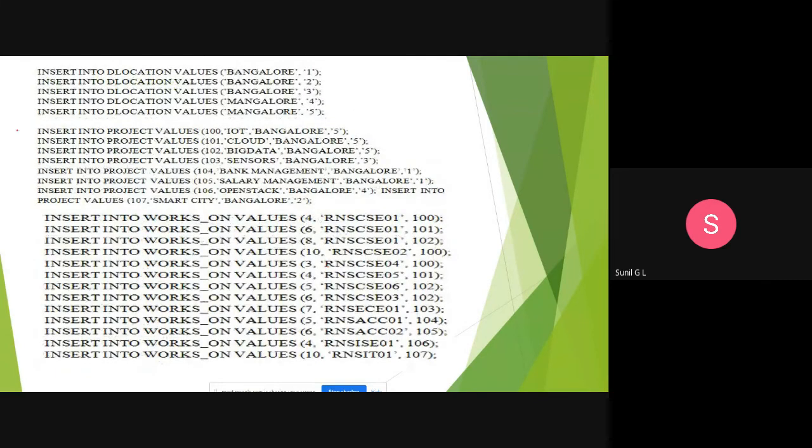That is, update the entries of the employee table to fill the missing fields, super SSN and department number. You can do it, because once you create the SSN, only then can you add it to super SSN. So this is the insertion. Like that you can insert department location, that is insert into department location values Bangalore 1. Like that you insert project, and you insert the values for works on.